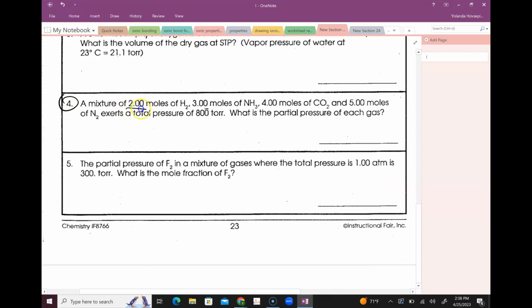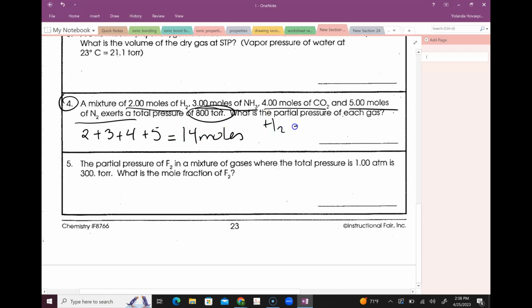You have a mixture of gas that has 2 moles of hydrogen, 3 moles of NH3, 4 moles, 5 moles, and the total is 800 torr. Now, what is the partial pressure of each gas? So now you have to think total versus part, right? How many moles do we have? 2 plus 3 plus 4 plus 5, right? That's 14 moles of gas.